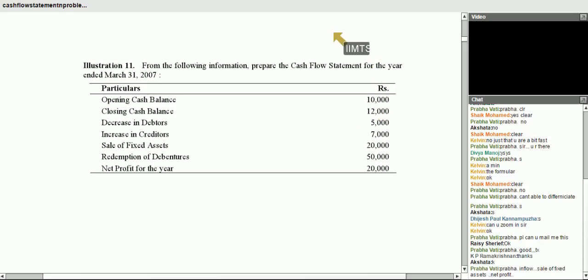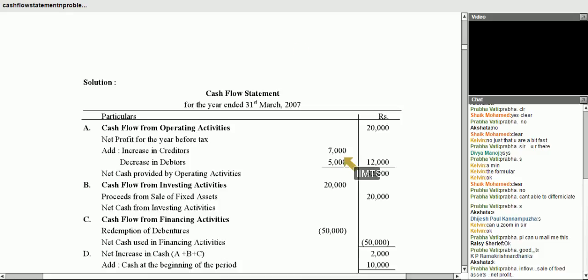and we have to let's see the solution. Now see, this is how we will prepare the cash flow statement. This is the solution.